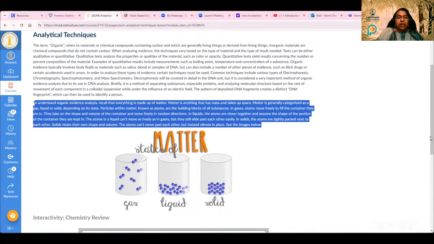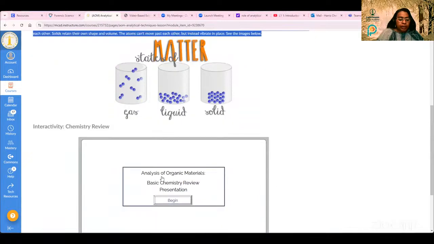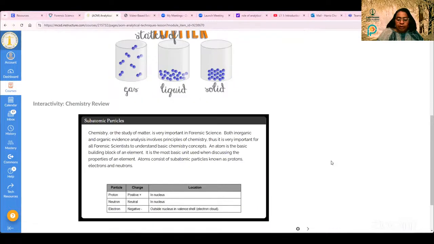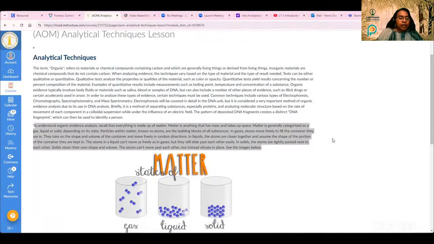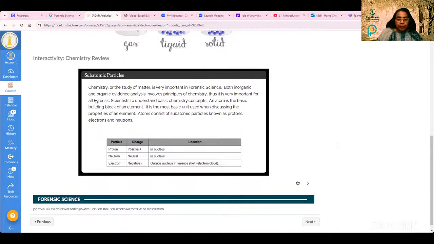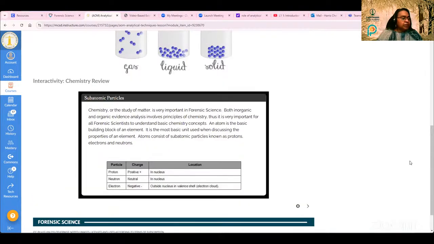So just take a few minutes to read that paragraph and do the review activity. While you're doing that, I'm going to stop sharing and do attendance now that we have most everybody here. I will come back to you. Everybody should be in Canvas, in analytical techniques, which is the page after the overview. Read that paragraph and then do the interactive activity while I do attendance.